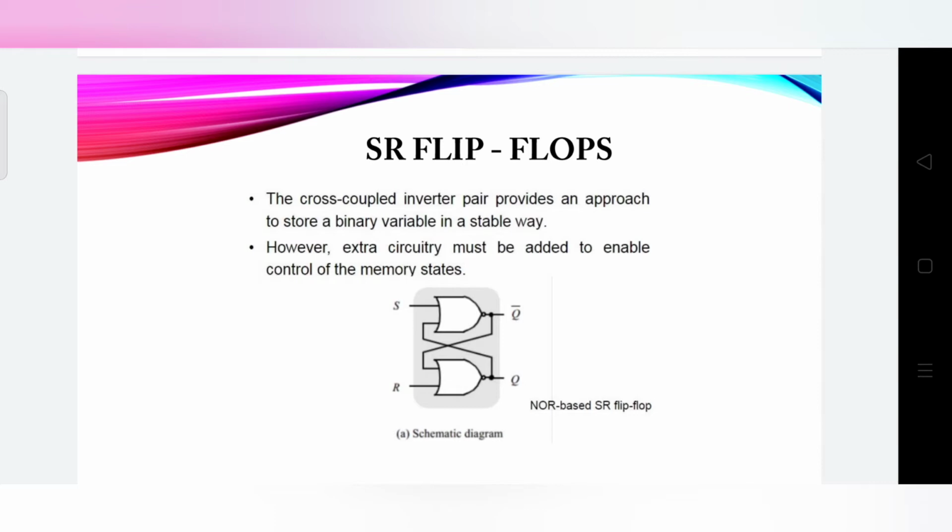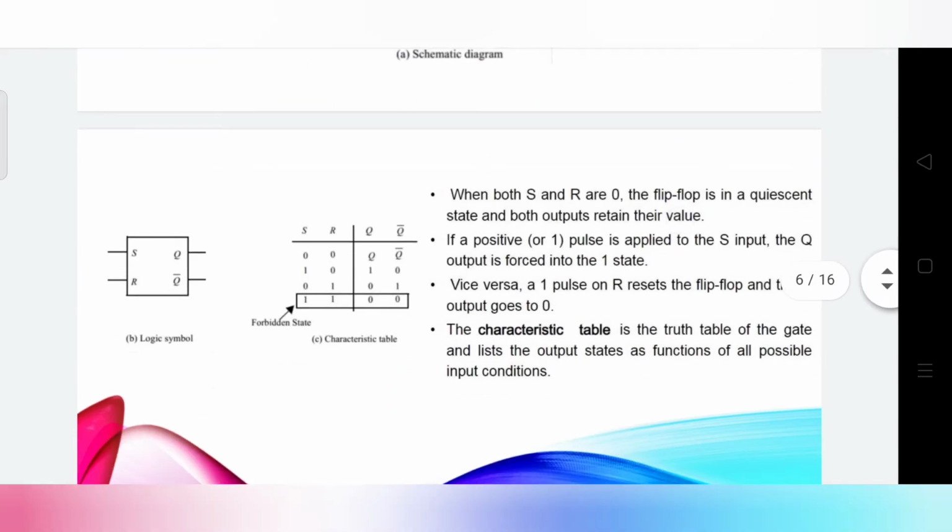These outputs are complementary except for the SR = 11 state. When both S and R are 0, the flip-flop is in quiescent state and both outputs retain their value. If a positive pulse is applied to the input S, the output is forced into the state 1. One pulse on R resets the flip-flop and the Q output goes to 0.